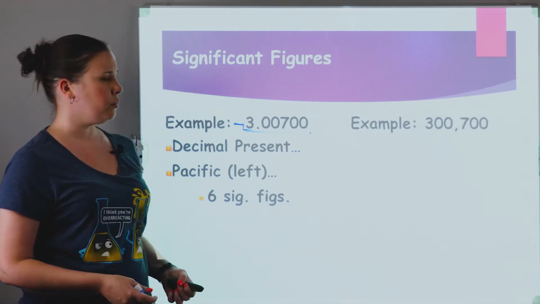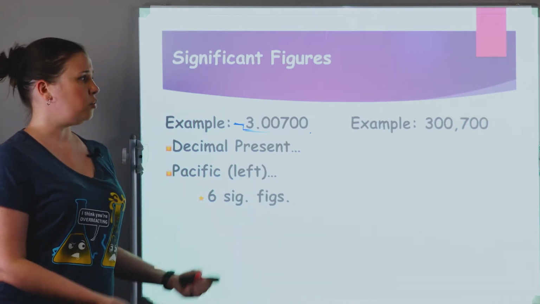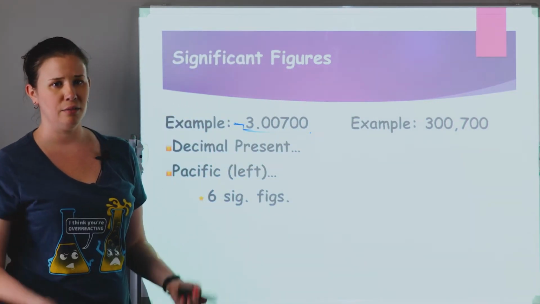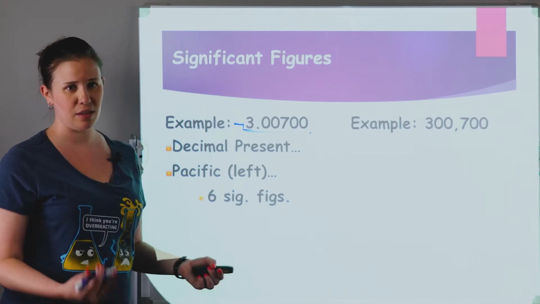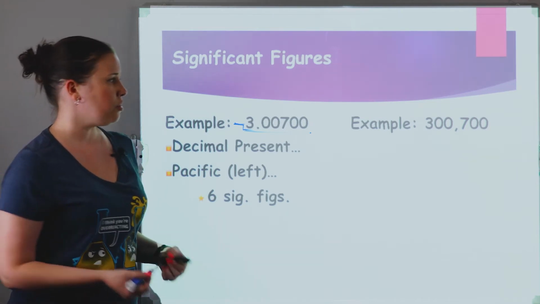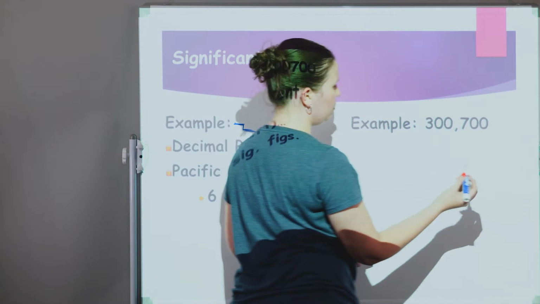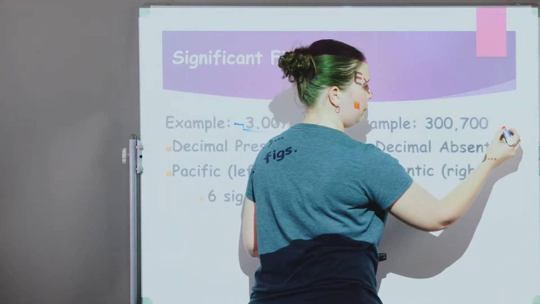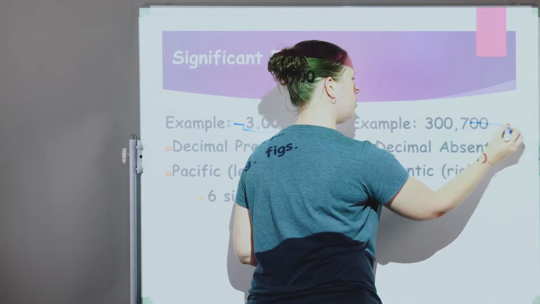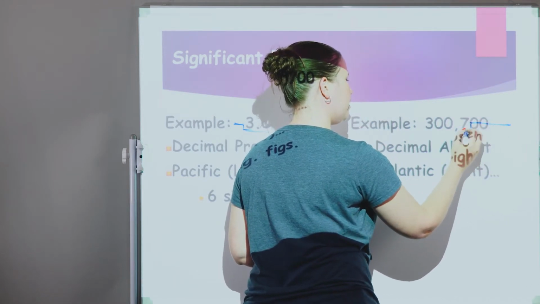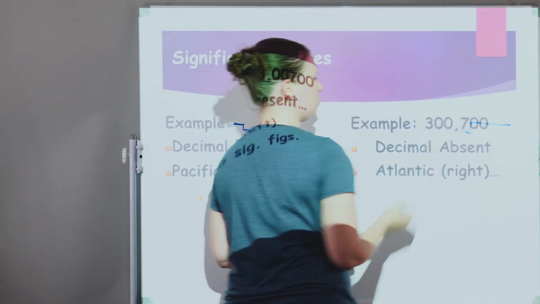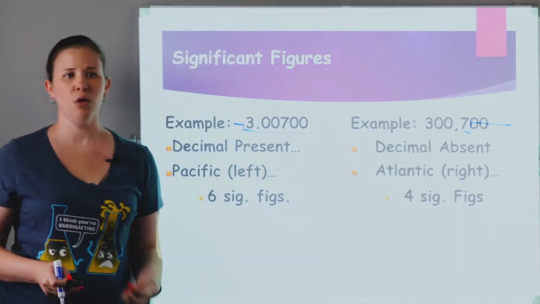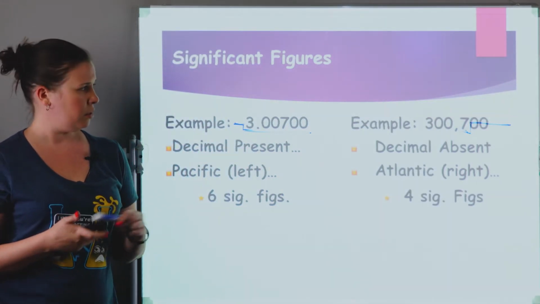Now let's look at a number where the decimal is absent. I don't see the decimal. Yes, I understand it's at the end, but it's an implied placement. The decimal is absent. It is not physically written. So that means I'm going to start counting from the right-hand side, because decimal absent means we're coming from the Atlantic, which would be on the right. And so the first non-zero number that I actually reach this time would be the 7. And then I would count all of the numbers past that. So that's just 1, 2, 3, 4 digits, or 4 significant figures.